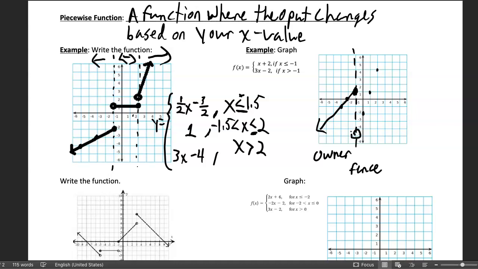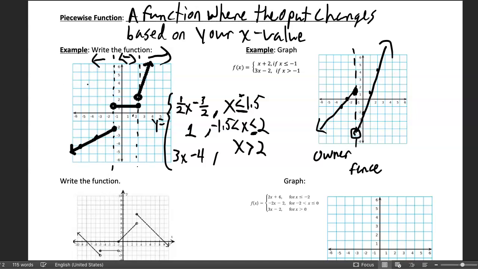Now this one does not own the fence. This fence separates them, so we can go all the way up to it, but not touch it. So this line owns this side of the land, meaning that we can draw this line out on this side. X plus 2 owns all the land less than or equal to minus 1, so it gets its dot and it gets this side. 3x minus 2 owns all the land greater than minus 1. It gets to draw on this side, but it doesn't get its own dot.